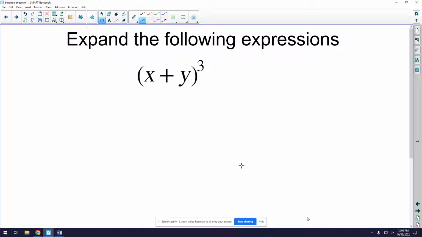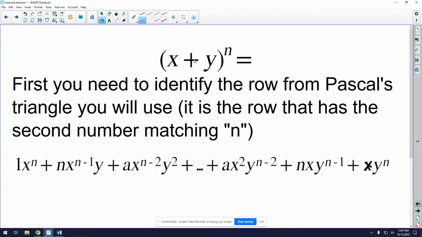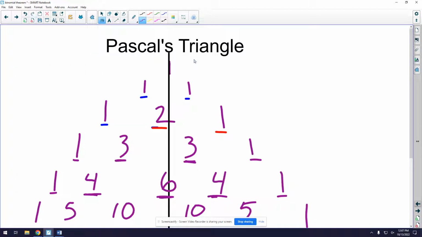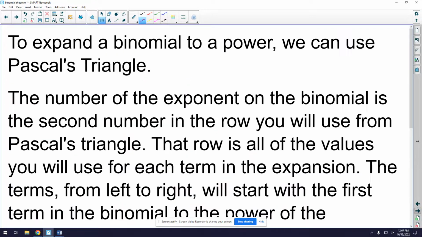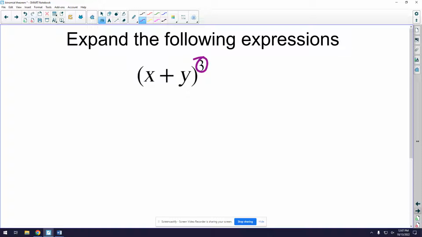So let's just look at an example and see how this works. So first thing you need to make sure you do is identify your exponent is a 3. So you need to go back to Pascal's triangle to identify your coefficients we're going to need. If it's a 3, here's our row because the second number is a 3. So I'm going to need 1, 3, 3, 1. And you want to leave lots of room in between because you have more things to use.